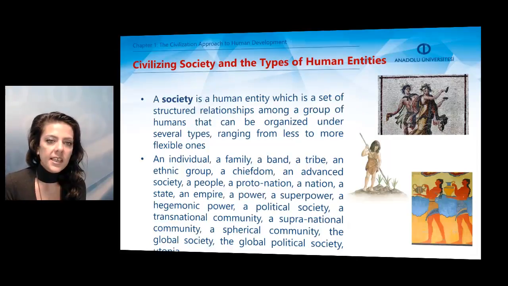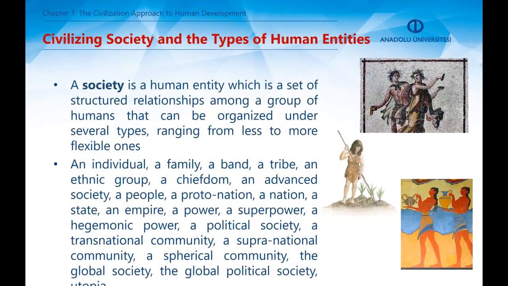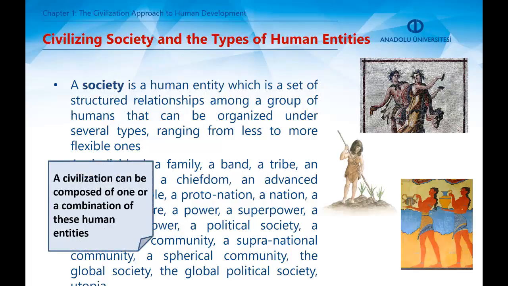When we look at civilizing society and the types of human entities, a society can be considered a human entity, which is a set of structured relationships among a group of humans that can be organized under several types, ranging from less to more flexible ones. You can see the types of human entities in your book in detail. Here is a list starting from individual to a utopian society, utopia. If you're interested in the definitions of these different human entities, you can look them up in your course book. Finally, a civilization can be composed of one or a combination of these human entities given here as a list.